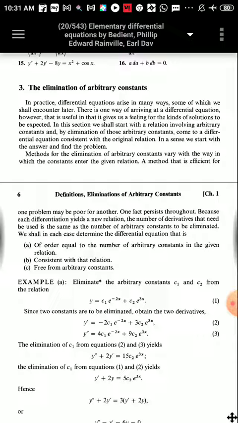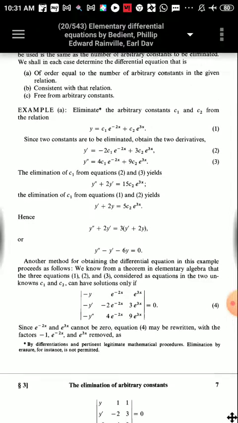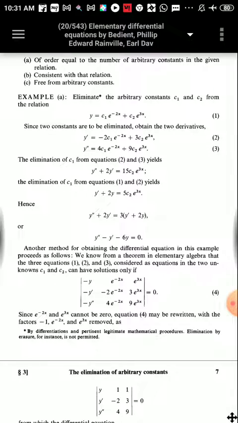We shall in each case determine the differential equation that is of order equal to the number of arbitrary constants in a given relation. So the order of a differential equation and the number of arbitrary constants in its solution are the same, consistent with the relation and free from arbitrary constants. So consider one example.